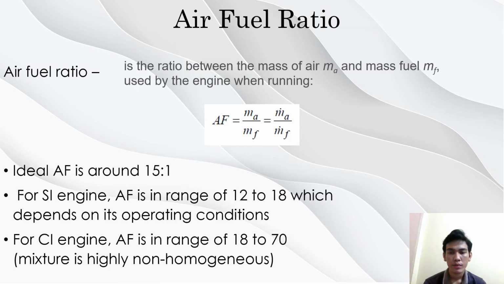As for the air-fuel ratio, which is AF, it is the ratio between the mass of air, MA, and the mass of fuel, MF, used by the engine when running. This is the formula of the air-fuel ratio. An ideal AF is around 15 to 1. For an SI engine, AF is in the range of 12 to 18, depending on its operating conditions. For the CI engine, AF is in the range of 18 to 70, where the mixture is highly non-homogeneous.